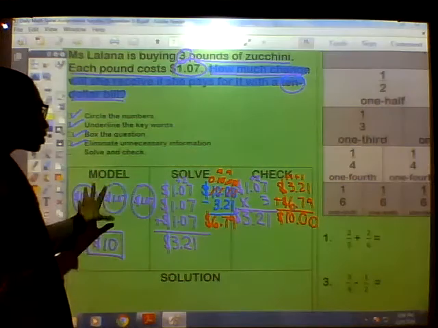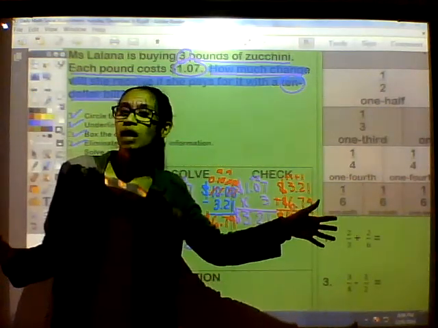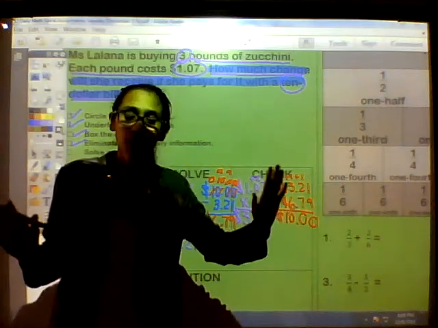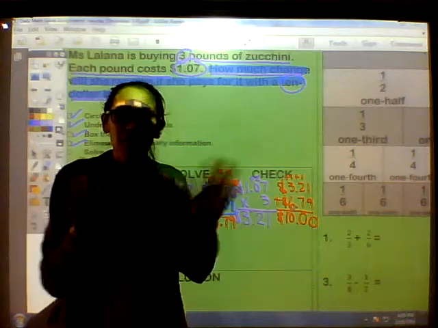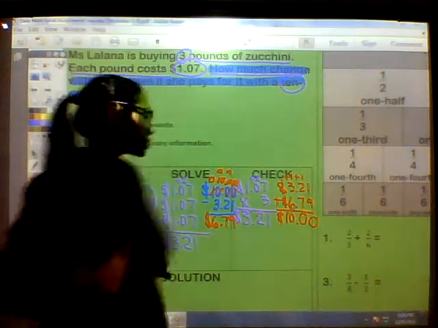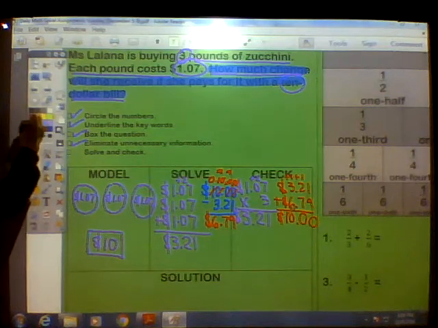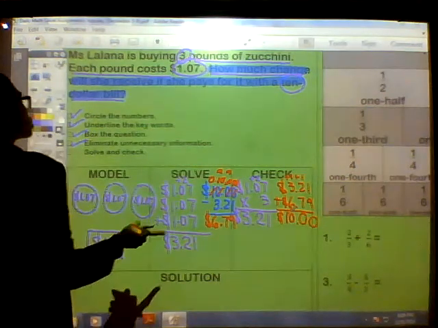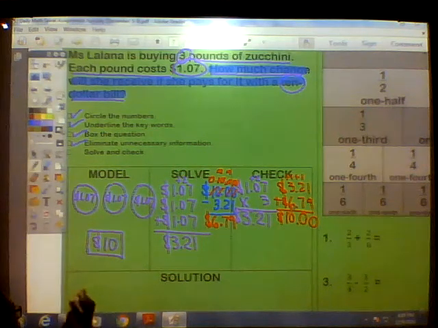We drew our model. We solved for our answer. We checked our answer. And now it's time to... No, it's not time to party yet. It's time to write the solution. Then we party. Okay, not if you're not done. All right, let's finish our work first. The solution is what? How much change will she receive if she pays for it with a $10 bill? I have to write tiny so it fits.